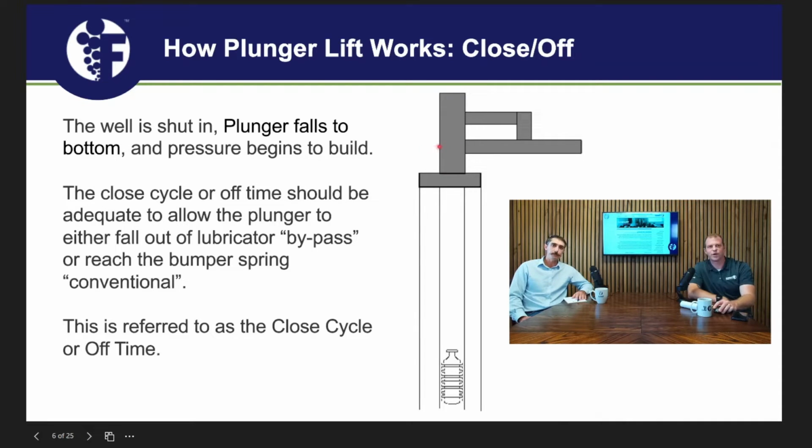Okay, good to know. So the system's going to start off in that closed or off time. And then once that time has expired, hopefully the plunger's on bottom for conventional. And then for a bypass or continuous flow, it's gained enough falling velocity to overcome that gas velocity that's still being produced.